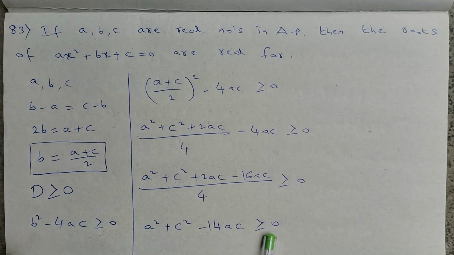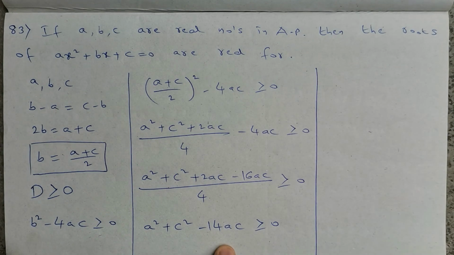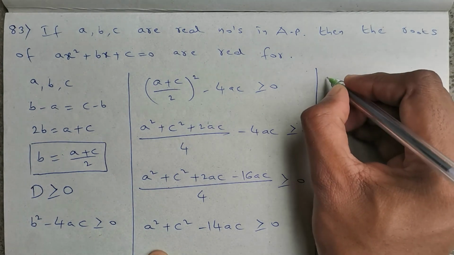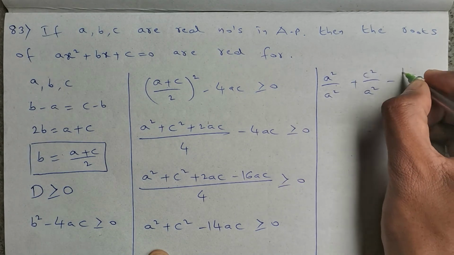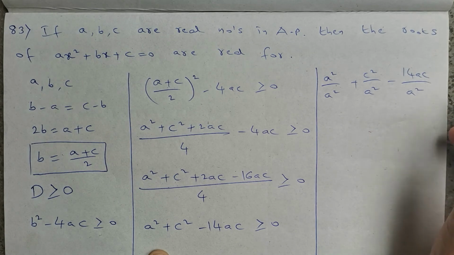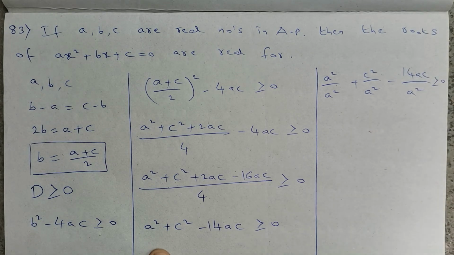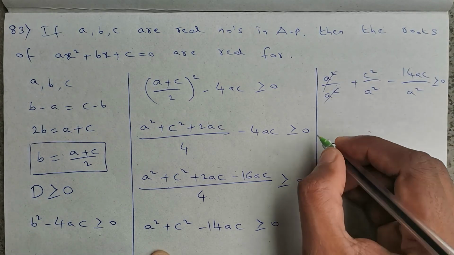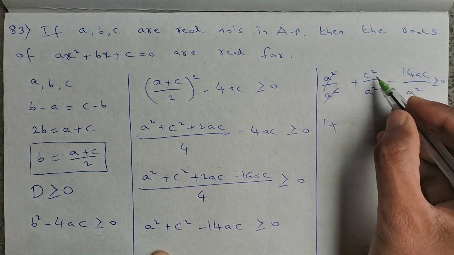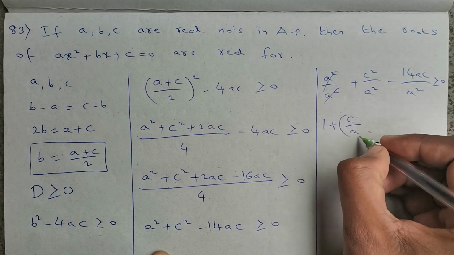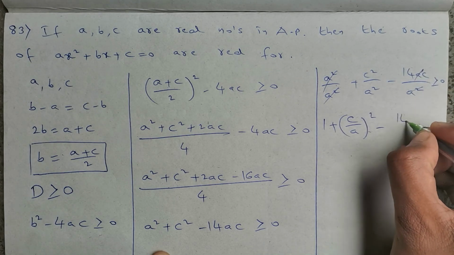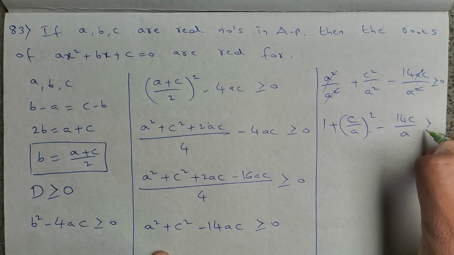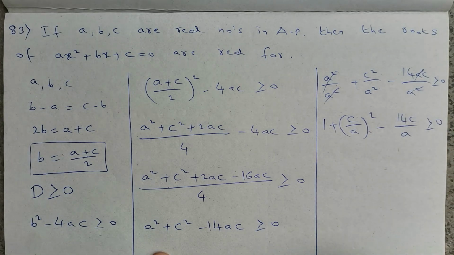Now every term I will divide by a square. So we get a square by a square plus c square by a square minus 14ac divided by a square, which is greater than or equal to 0. Here a square cancels, so we remain with 1 plus c square by a square, which can be written as (c by a) whole square, minus, here a cancels, 14c divided by a, which is greater than or equal to 0.